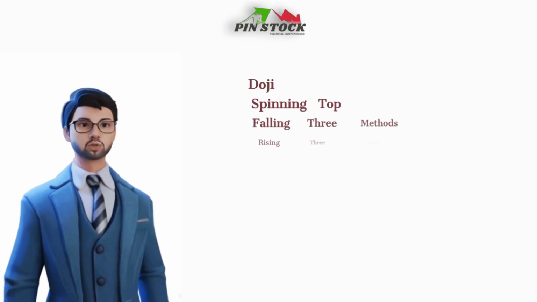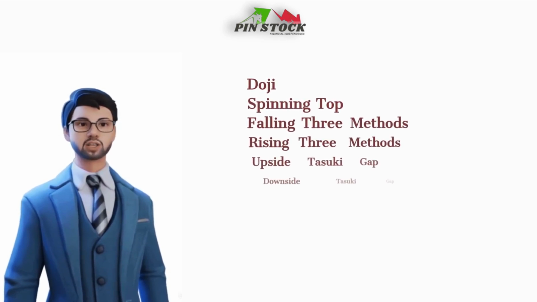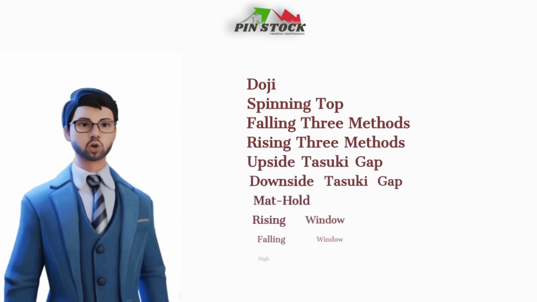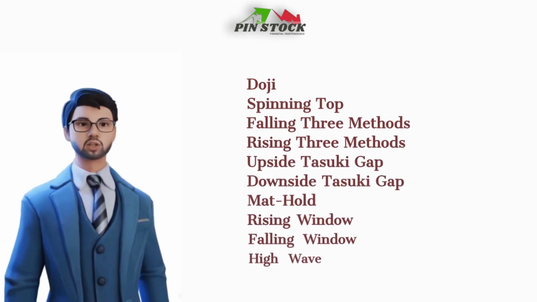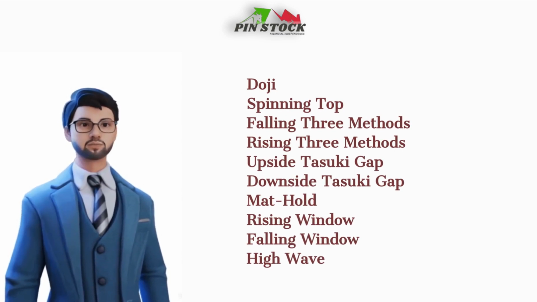Doji, spinning top, falling 3 methods, rising 3 methods, upside Tasuki gap, downside Tasuki gap, mat hold, rising window, falling window, and high wave. Each character represents a unique pattern that provides insights into the ongoing market trends, and understanding these characters can equip you with valuable tools to navigate the tumultuous seas of trading.